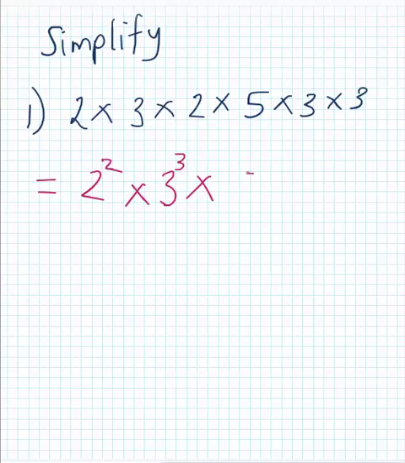And we have a 5. Do you see any other 5's in the whole thing? No. So the 5 just stays there. And there is actually an invisible 1 there, saying there is 1 5. And that will be your final answer.